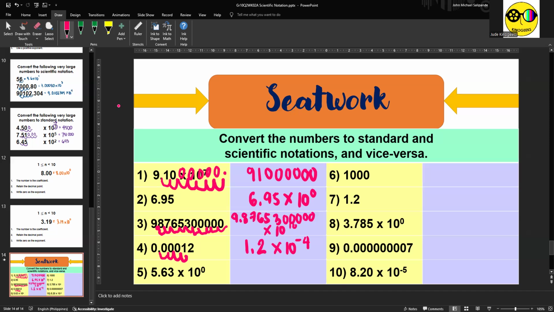Number 5 is 5.63 times 10 to the power of 0. Since the exponent is 0, we don't have to move anything at all. That's why the number will be 5.63. Number 6, we have 1,000. The implied decimal point is right after the last zero. I have to move the decimal point 3 times to the left, giving you a scientific notation of 1.000 times 10 to the power of 3.